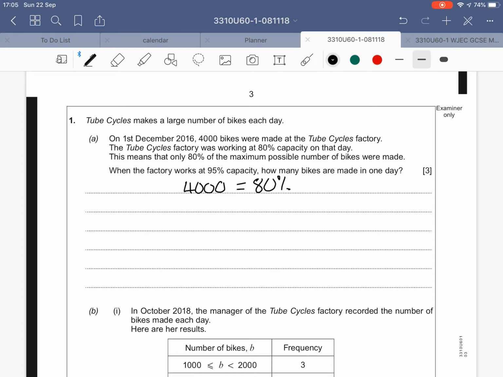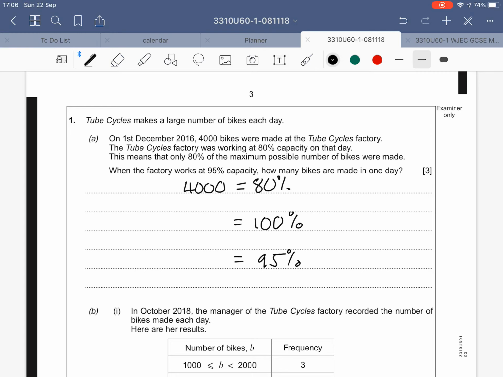Tube Cycles factory was working at 80% capacity. This means that only 80% of the maximum possible bikes were made. When the factory works at 95% capacity, how many bikes were made on that day? So as soon as we get 100%, so go from 80% to 100%, then you can find out 95%.